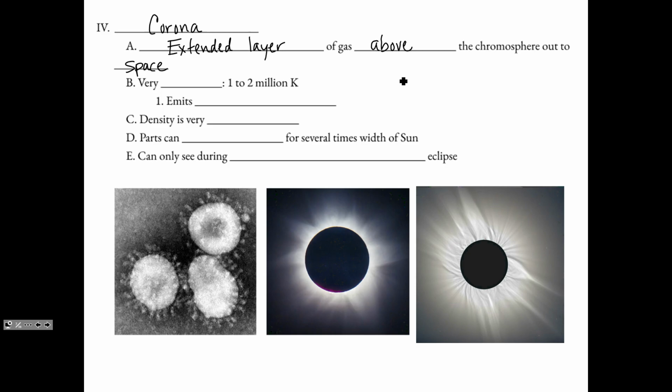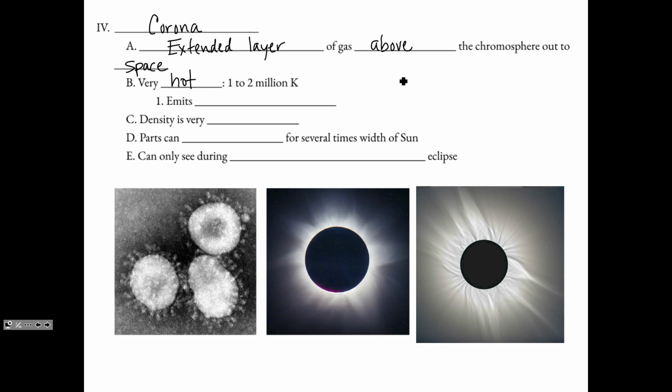So the corona is very hot. As we were saying with the chromosphere, the temperature gets hotter as you go up. And so now we're above the chromosphere and it's even hotter. It can be up to 1,000,000 degrees. Remember, the photosphere, the surface of the sun, is only about 6,000 Kelvin, and now we're up to 1,000,000 Kelvin, so it's much, much hotter.